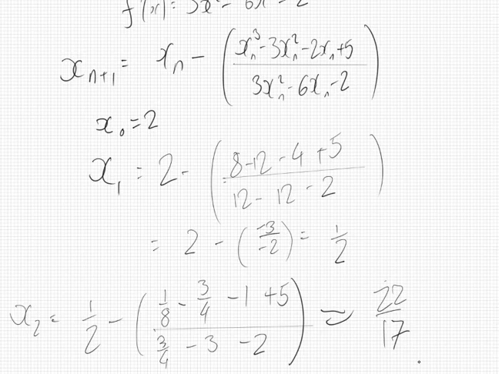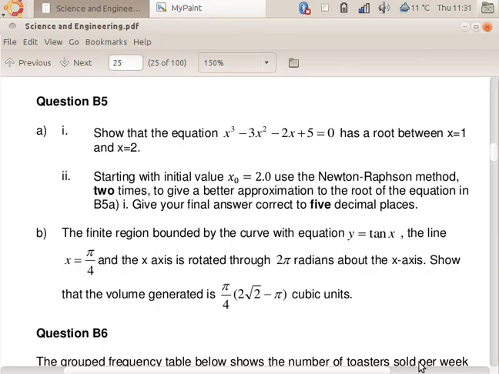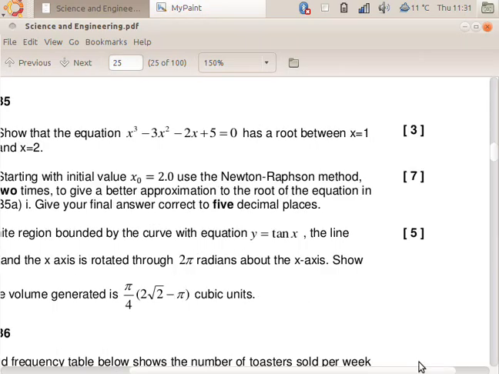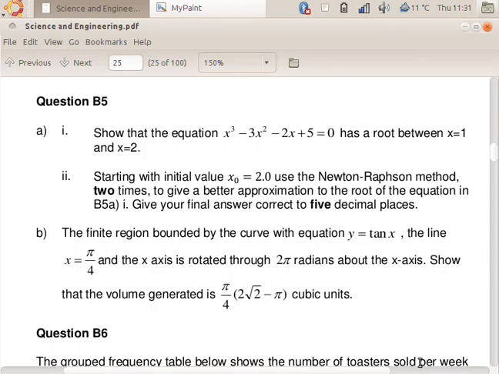All right, next one now. So that was 10 marks. So then for the remaining 5 marks, it's a volume one again for tan x. Between x is between pi over 4, what? Finite region bounded between the curve tan x, the line x equals pi over 4 and the x-axis. Dude wrote it wrong.